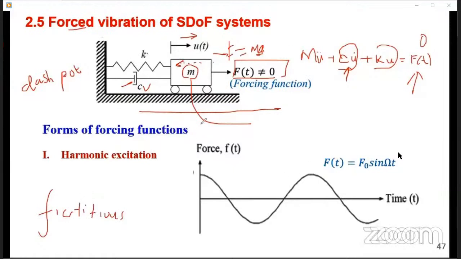Now, this forcing function, the force here, will come in different natures. And remember, we talked of the different types of loadings that we can experience in lesson 1. We talked of, we can have periodic force.